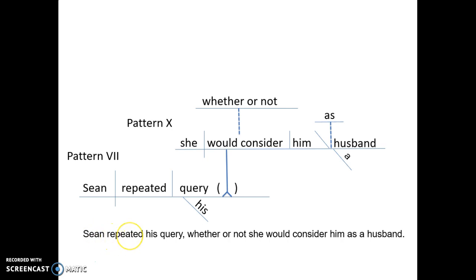Sean repeated his query. He repeated his question. Sean is my subject. Repeated is my verb, and query is my direct object. What is he repeating? He's repeating the query. So that is my main idea. It can stand alone. It's the main diagram, okay? And I can stop right there and say it's a pattern 7 because I know it's subject, action verb, direct object. I put my possessive down there.